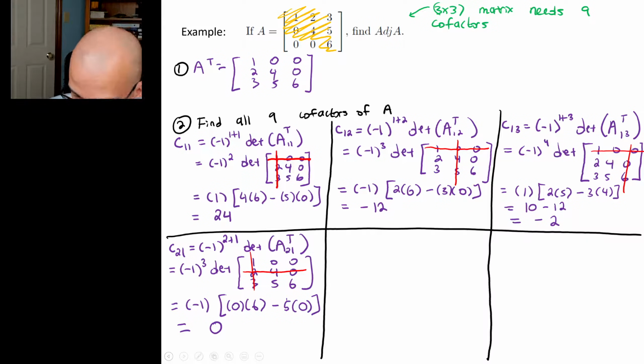Okay, now the next one, C22, -1 to the power of 2 plus 2 times the determinant.